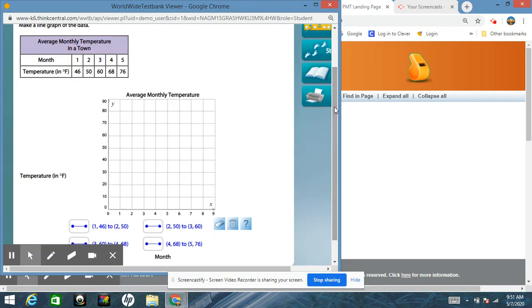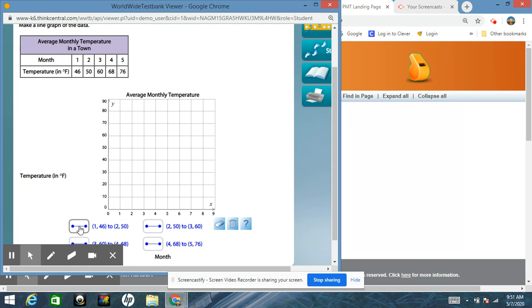Here's where it's going to be a little bit tricky, and if you get it wrong, it just is because you didn't make the graph as exact as it needs to be. So I see my month here, 1, 2, 3, 4, 5. This is the temperature, and I can see my temperature rises, starts at 46 degrees, and then the last month it goes to 76 degrees. So look at what you have to do now.